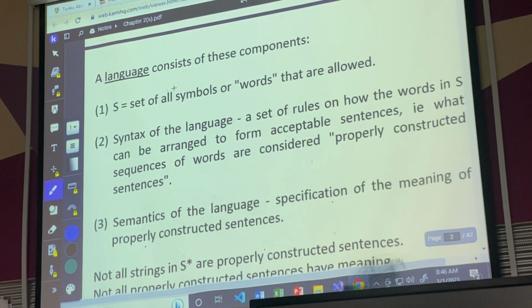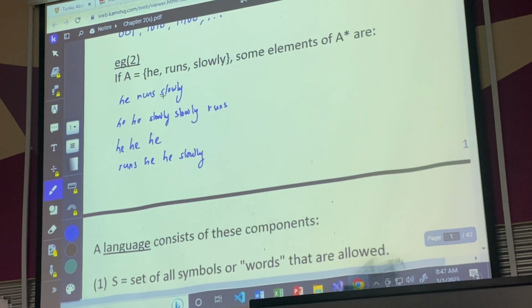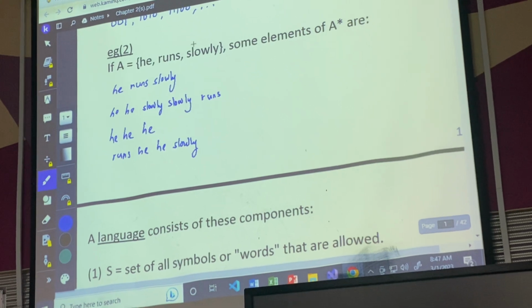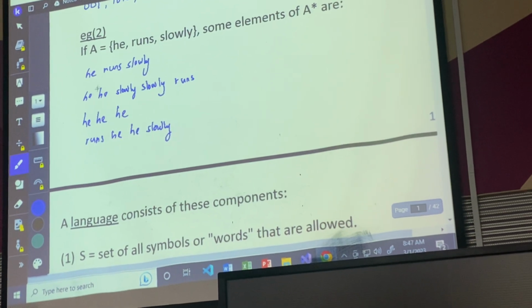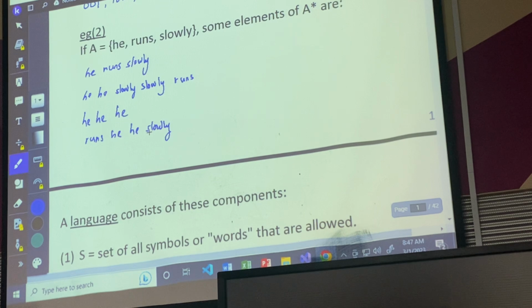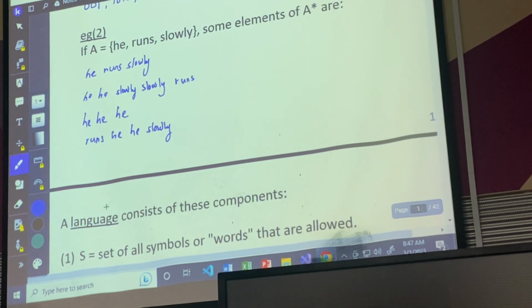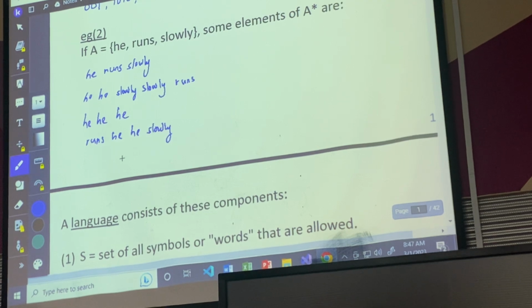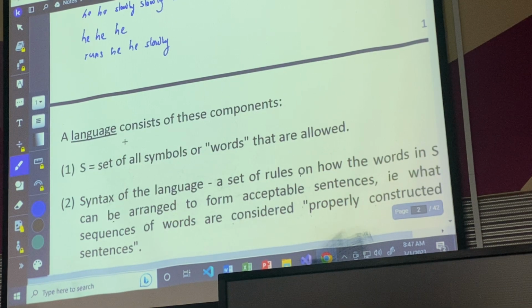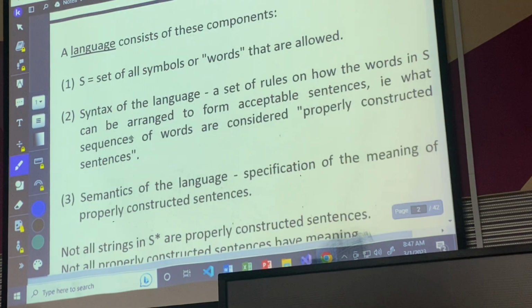Like just now, if you say he runs slowly, there is a meaning here, no problem, right? But if you say runs he slowly, do you think this has a correct semantic or not? And also the syntax? Not correct, isn't it? Even though you can form a string, this is not a correct sentence. So there is a problem here with the syntax and also the semantics. So to have a correct language, these 3 components must be constructed properly.